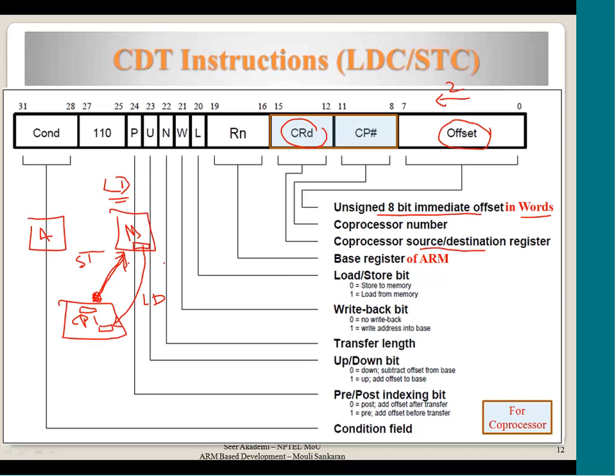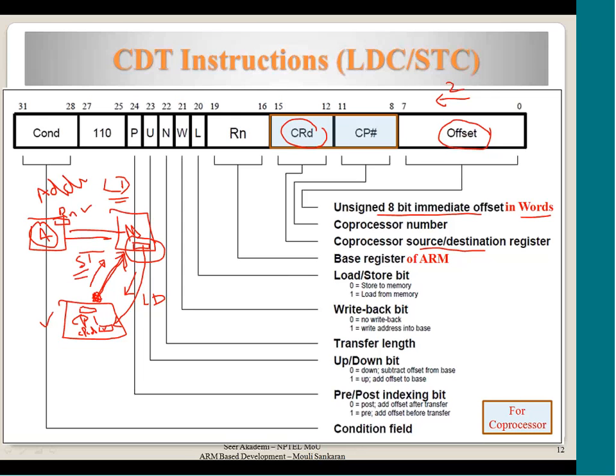Now, this address has to come from here. So, ARM has to generate the address. It has to compute the address for this memory transaction, whereas the data needs to be provided by the coprocessor. If it is a store, it will provide the data to be written into the memory. If it is a load, it will take the data given out by the memory into some register. So you need a register here which will be mentioned, that is called CRD. Similarly, for generating the address, you need a base register here that is called RN. Got it?